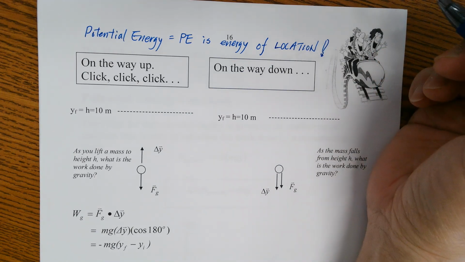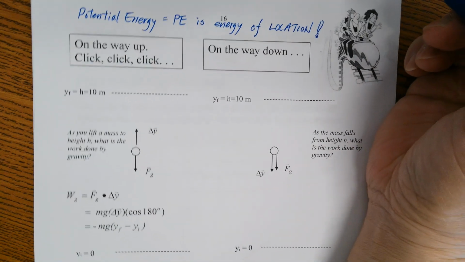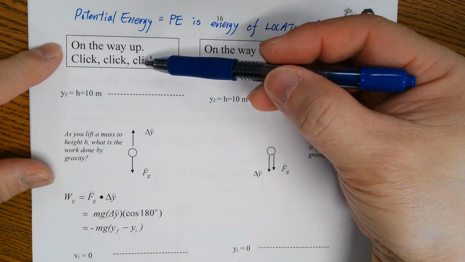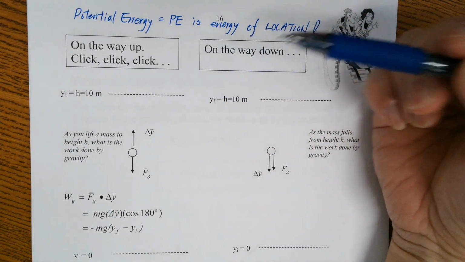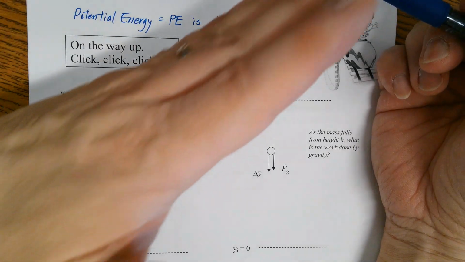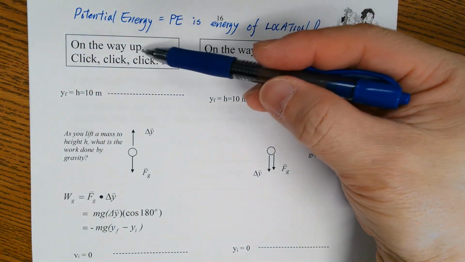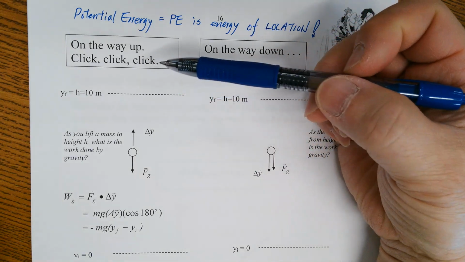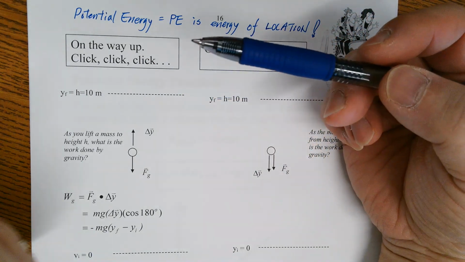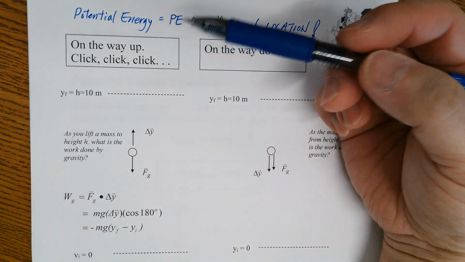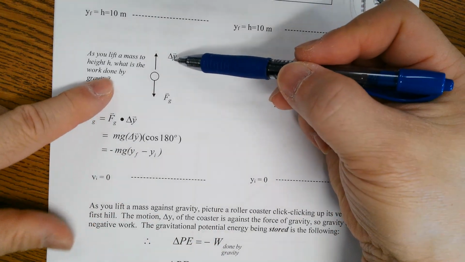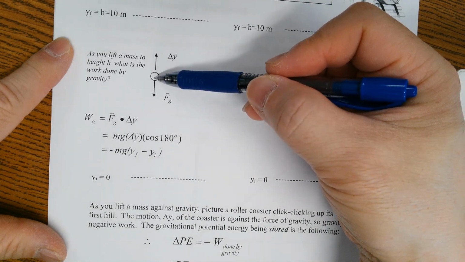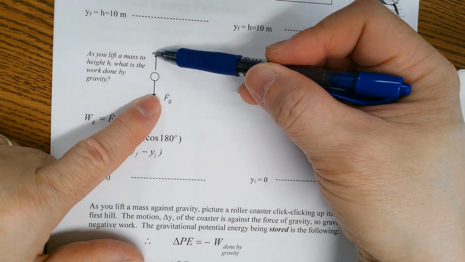So if you think about riding a roller coaster, on the way up, click, click, click, you're gaining potential energy because you are doing work against gravity to raise that mass up a certain height. So here, you're fighting against gravity, basically.